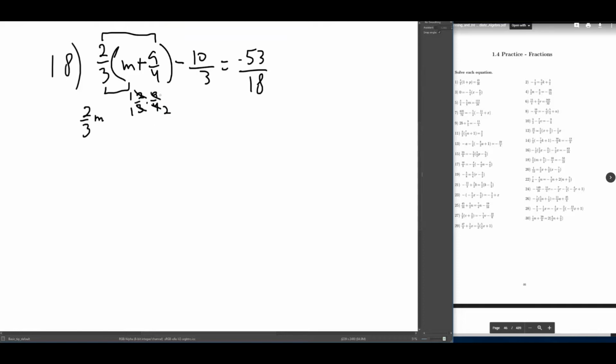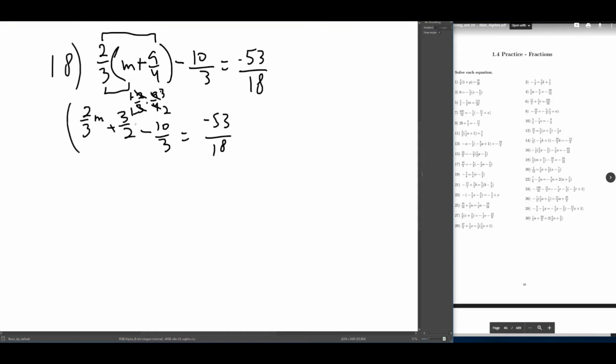Can I reduce something here? Yes, I can. I can reduce here. You see what I did there? I cross-divided. And look, I'm going to do it again. Boom. So what's the answer? 1 times 3 and 1 times 2 plus 3 over 2. Little tricks there. Minus 10 over 3 equals minus 53 over 18.